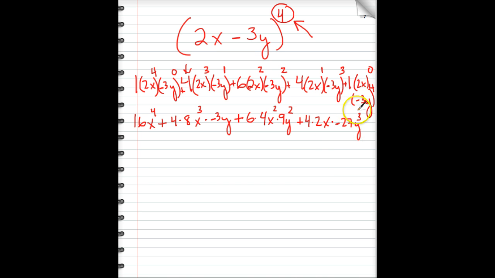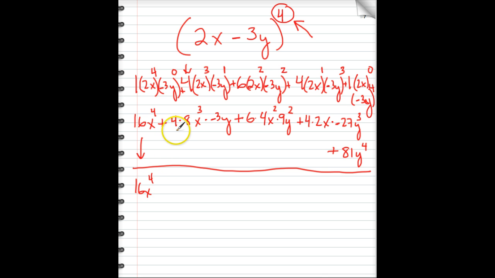Well, a negative to an even power is going to be positive. So we have positive, let's see, 3 to the fourth, 3 squared is 9, and 9 again, that's going to be 81y to the fourth. Okay. All that's left to do is tidy this up a little bit. So let's bring down our 16x to the fourth.